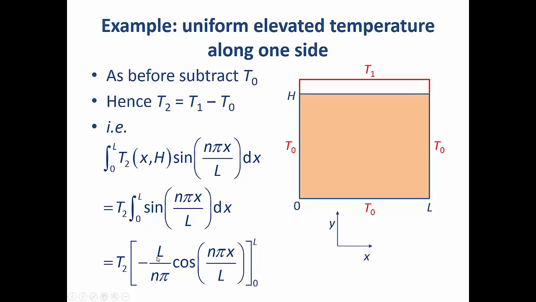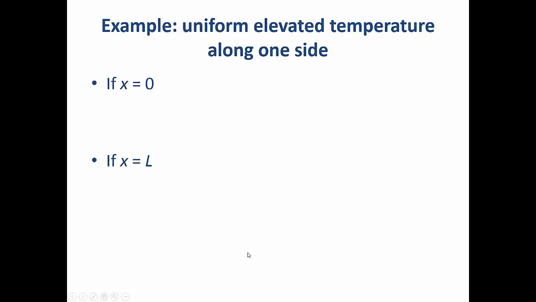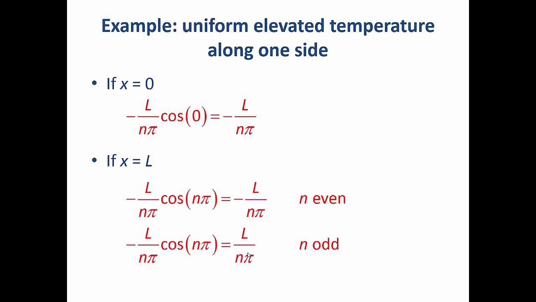That simply integrates to minus L over n pi cos of n pi x over L, to be evaluated between 0 and L. If x equals 0, that gives us minus L over n pi cos of 0, which of course is 1, giving an overall result of minus L over n pi. If x equals L, then if n is even, I again get minus L over n pi, whereas if n is odd, I get plus L over n pi.